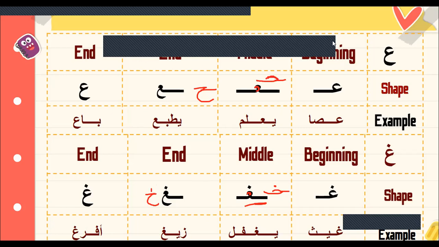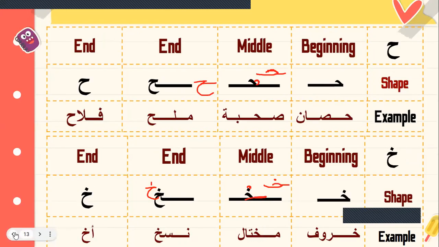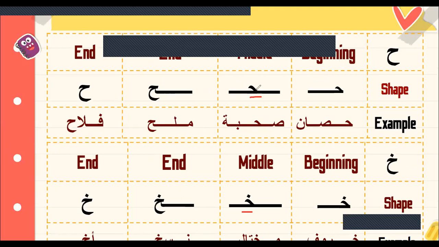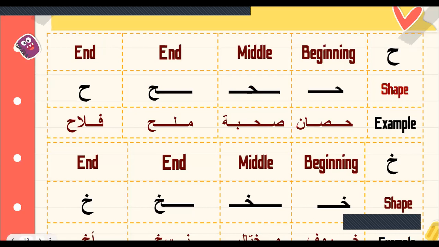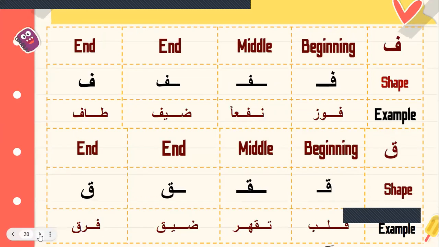So let's return back to the slide of the ha and kha so it will be more clear for you. This is the ha, and this is the kha. This is straight and long. This is straight and long. The same here. Not like the ayn, it's rounded and small like this. Okay, so I hope that the ayn and the ghain are clear. They are not very common, but they are still used.